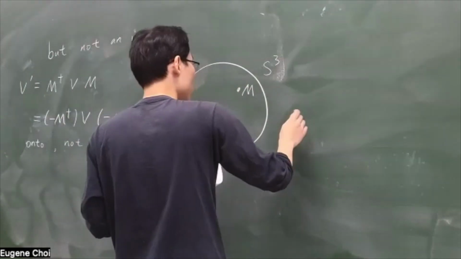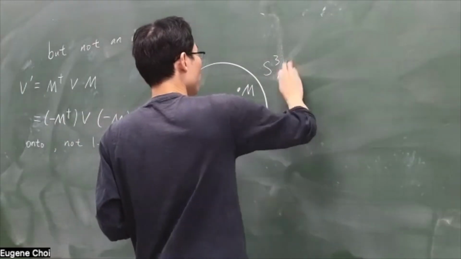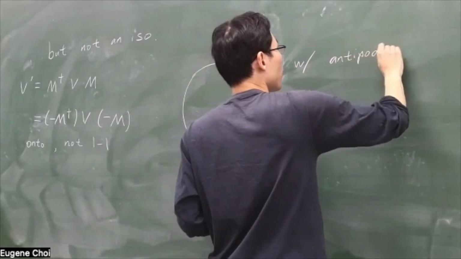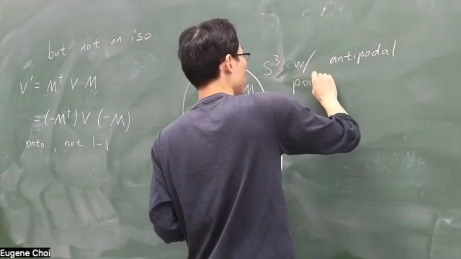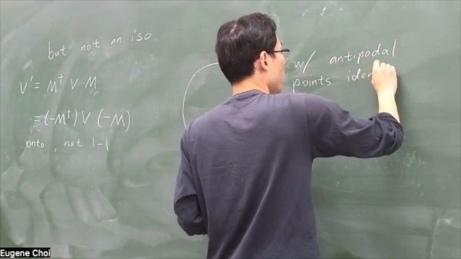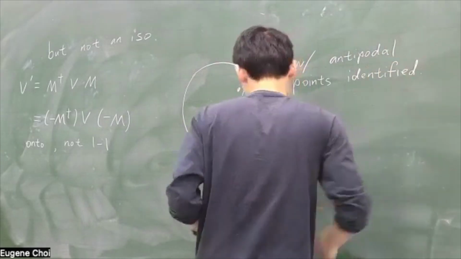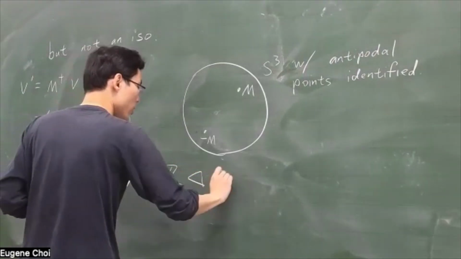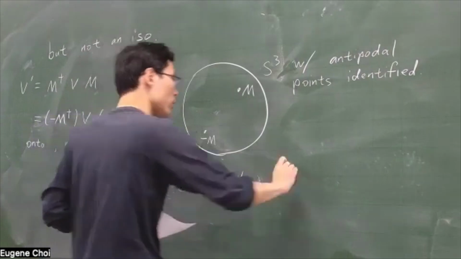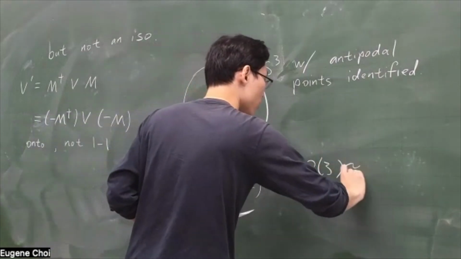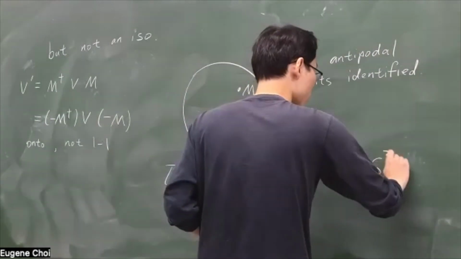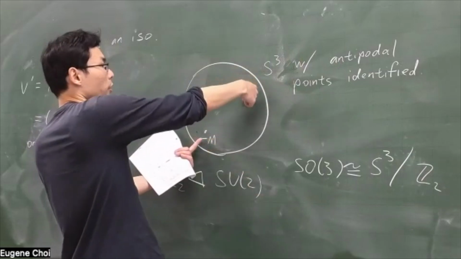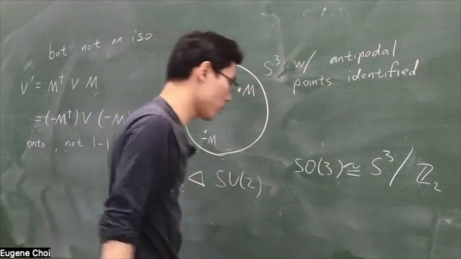So it's just with the antipodal points identified. In other words, there is a normal subgroup in SU2 such that SO3 is the quotient. Well, I just start with the three sphere quotient by Z2. What this Z2 does is just to identify all the opposite points.